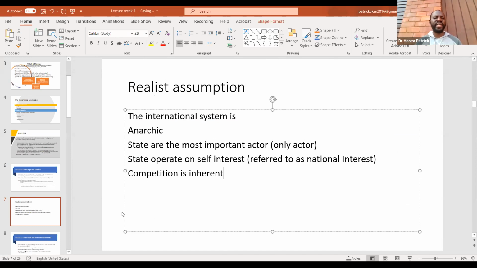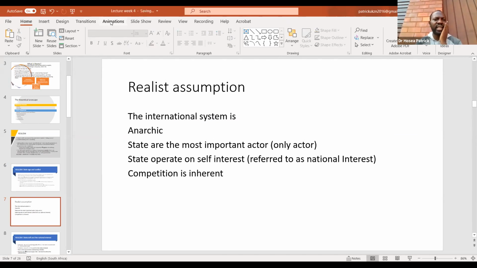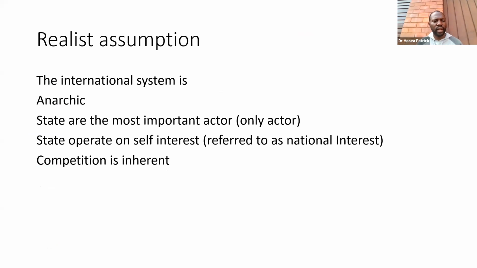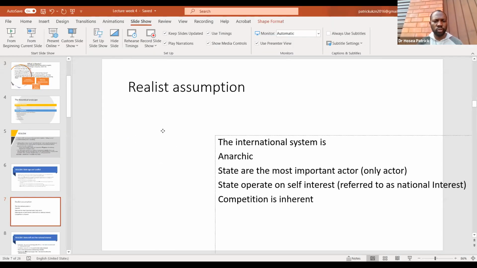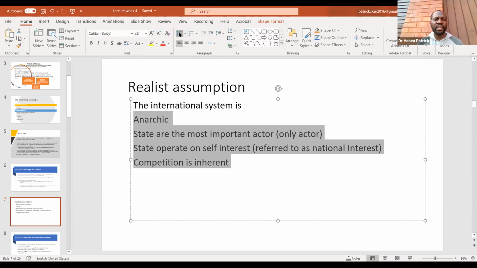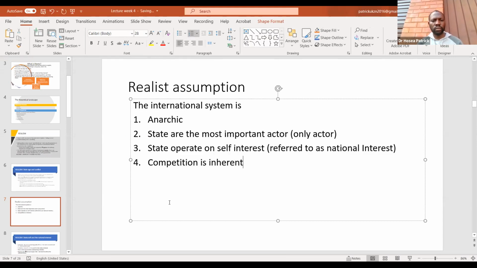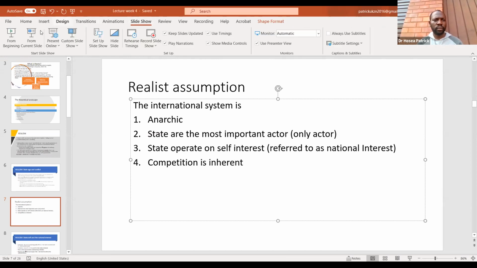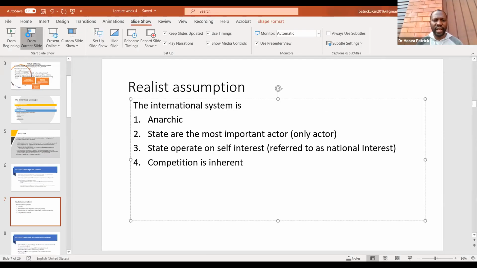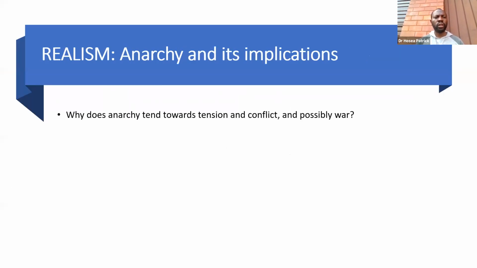So this is the realist assumption in the international system. I think we should itemize this for control. So they said the international system is anarchic. States are the most important actors. States operate on self-interest, which is referred to as national interest, and then competition is inherent. So this is the realist perception of the international system.